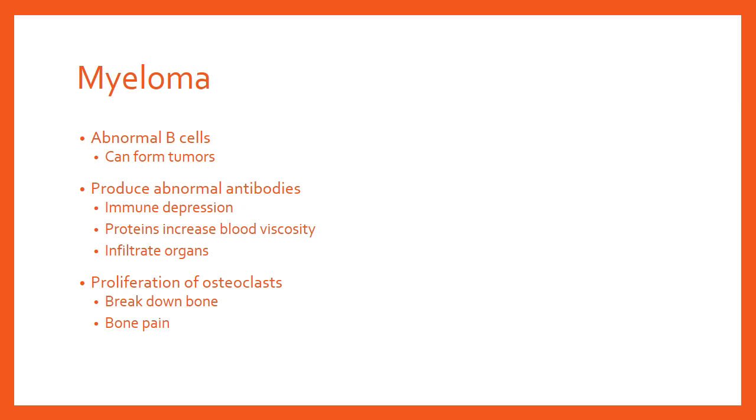Because the bone is destroyed, that also will affect the production of other cell lines that really are not affected, such as erythrocytes and leukocytes, because again it's abnormal B cells. Because of this, the patient may develop anemia and neutropenia or agranulocytosis. The patient will also experience typical cancer symptoms such as weight loss.